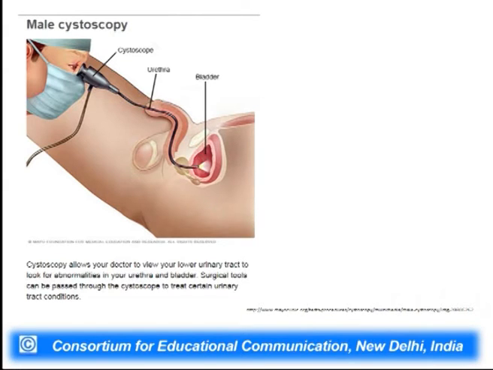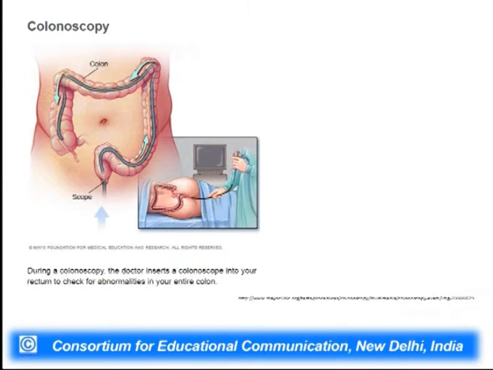So, they can find out if there is any urinary tract abnormality or infection or cancerous state which is forming over there. Now, the next type of biopsy is called colonoscopy. In this colonoscopy, the doctor inserts a colonoscope into the rectum and checks for abnormalities in the entire colon region. So, this colonoscopy is majorly done to check if there is any abnormal formation of cells in the colon region or not.